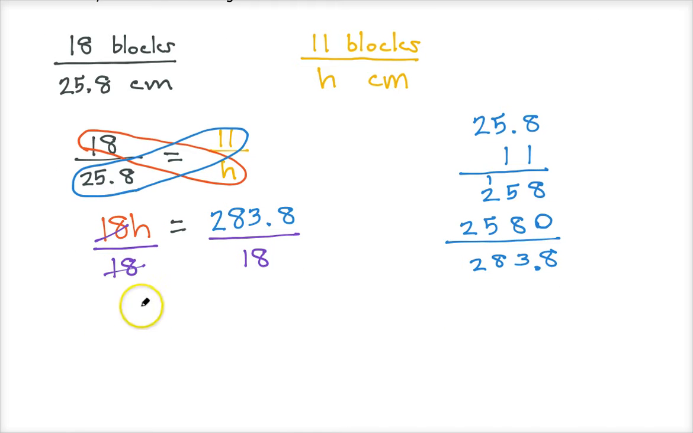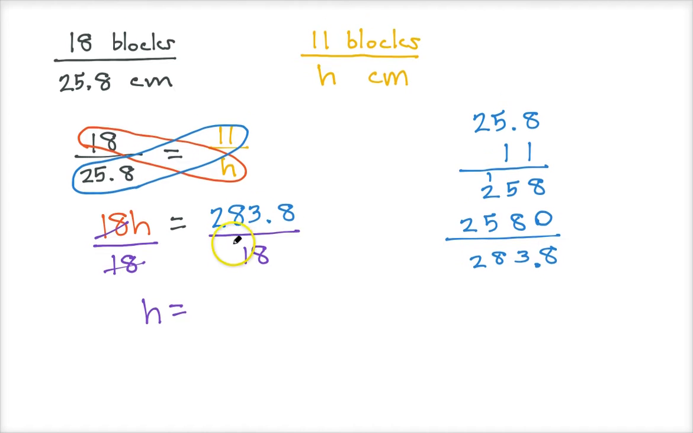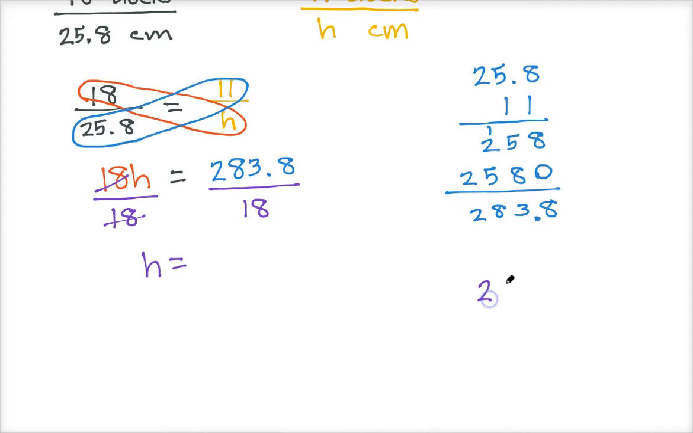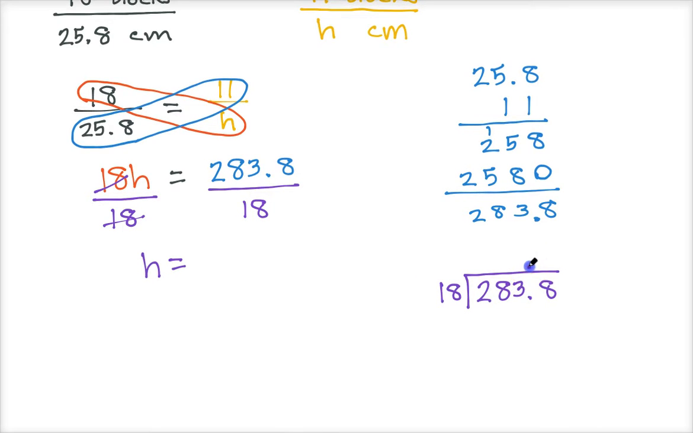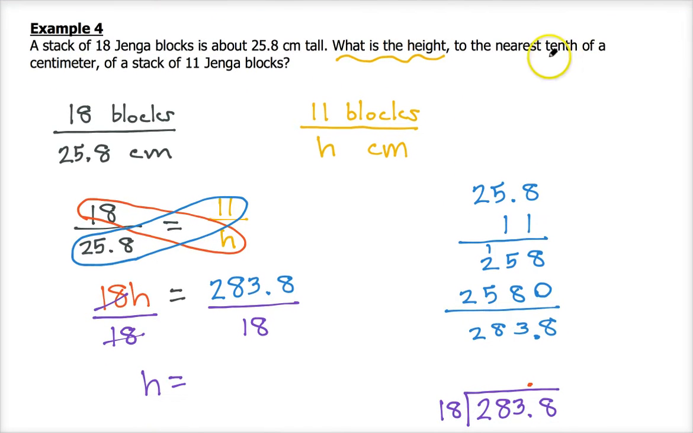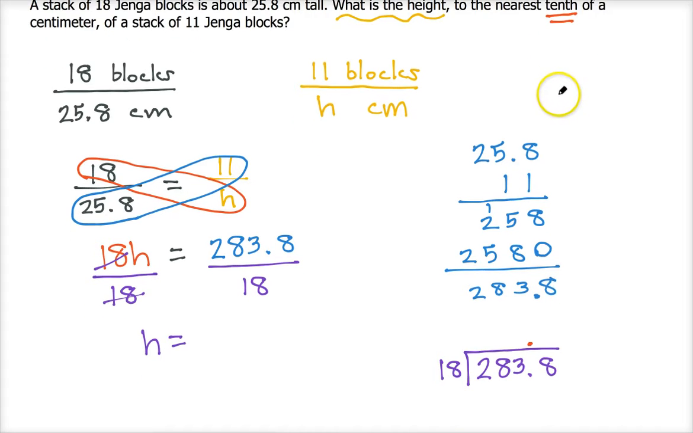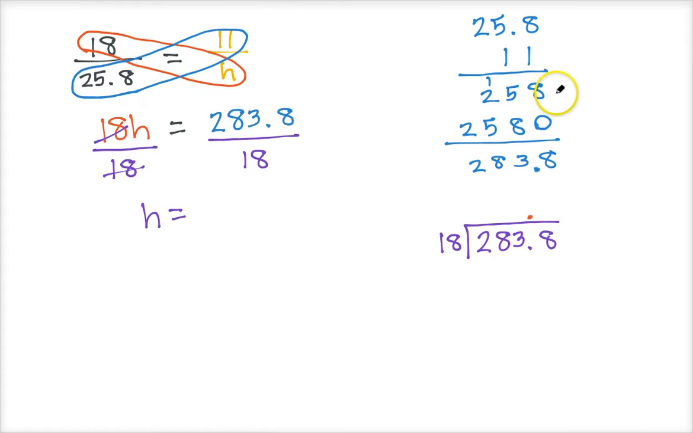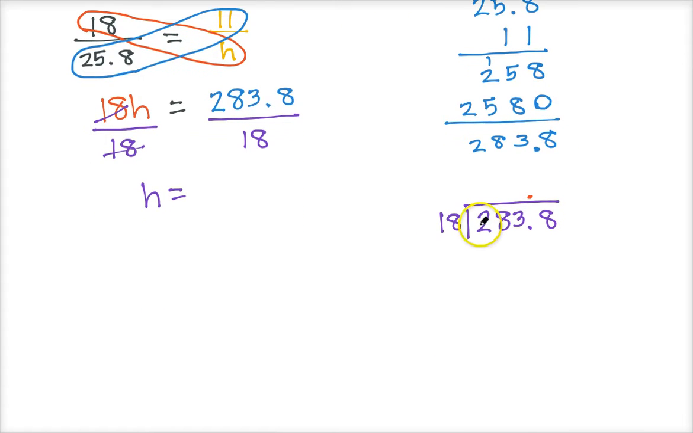So to find h, we're going to do long division, 283.8 divided by 18. So my decimal point is going to go here in my quotient, and now this is where directions become important. It asks for the height to the nearest tenth. So if I'm rounding my answer to the nearest tenth, that means I only need to go to the nearest hundredth, so 2 decimal places in this long division. So remember that. 18 will go into 28 one whole time. I multiply, subtract, and I get 10. I can bring down my 3 now.